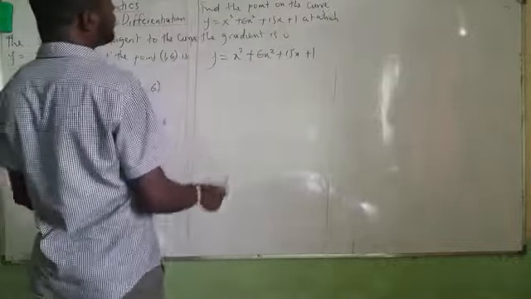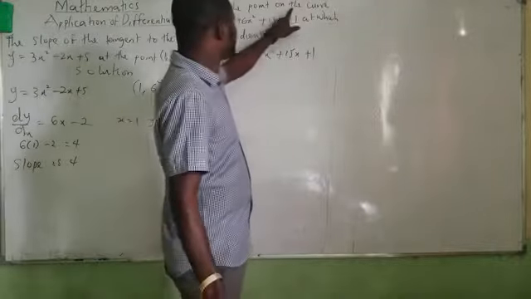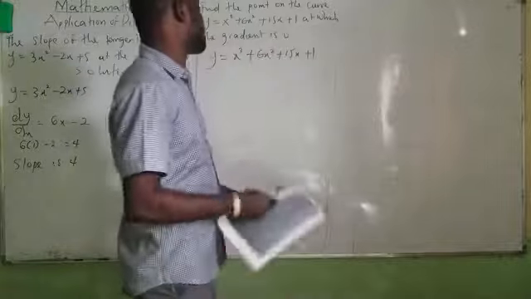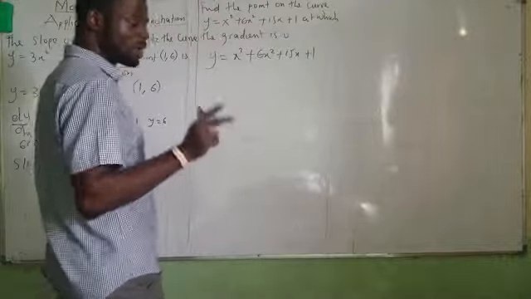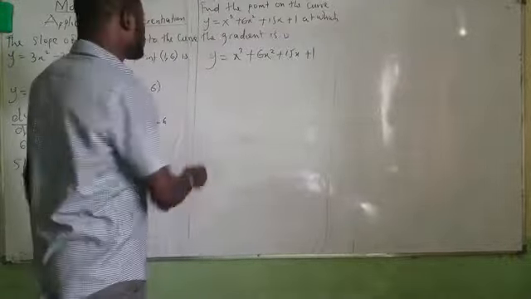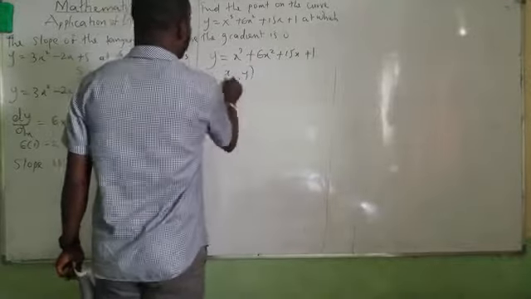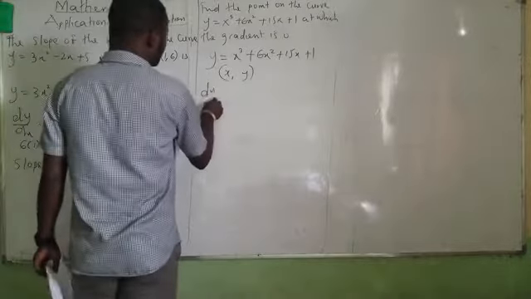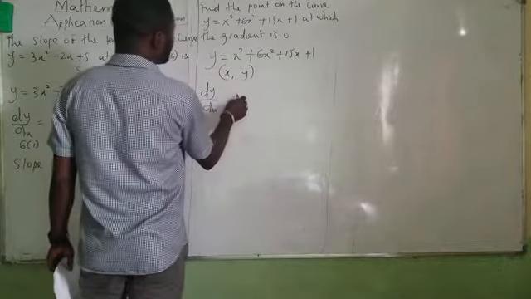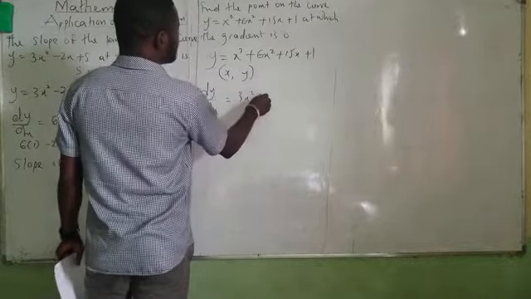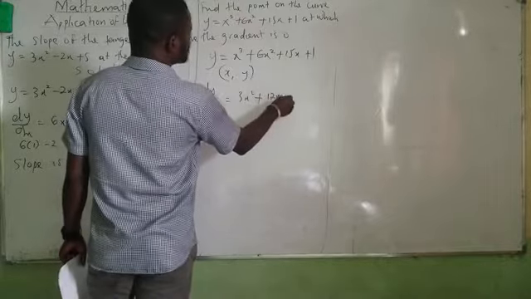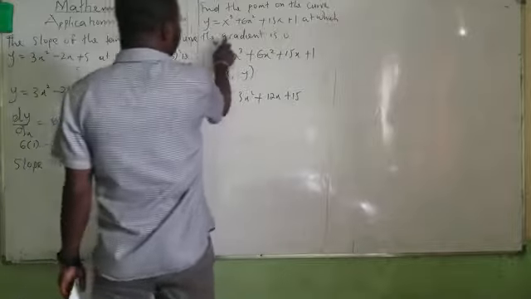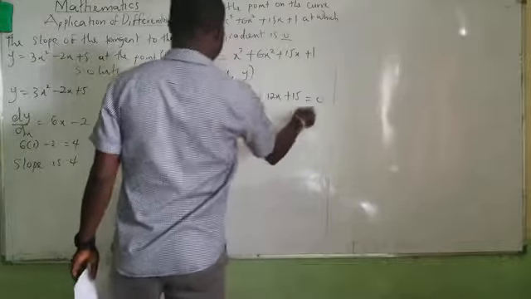Now, find the points on the curve y equals this, at which the gradient equals 0. Now, we are looking for points. Anytime you hear the word point, we are talking about x and y, which is the coordinate. Please take note of that. Now, dy dx will be equal to 3x squared plus 12x plus 15. Now, the gradient equals 0.